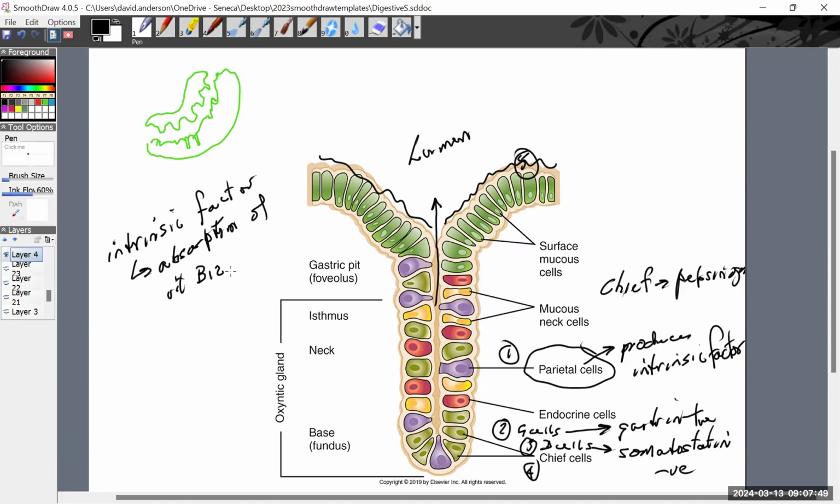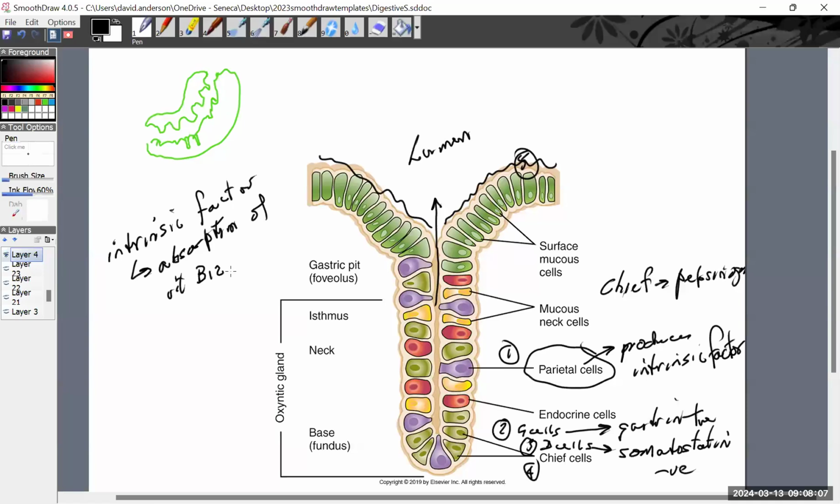So this intrinsic factor is produced by parietal cells, and promotes the absorption of B12 so that we can carry oxygen. An absence creates a B12 anemia. It's got a fancy name, pernicious anemia, but basically it's an absence of the intrinsic factor.